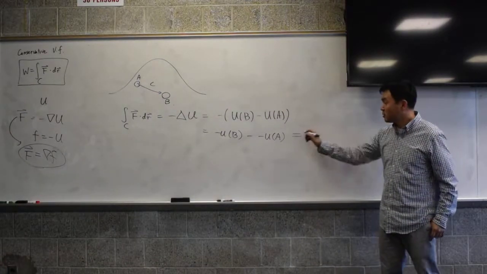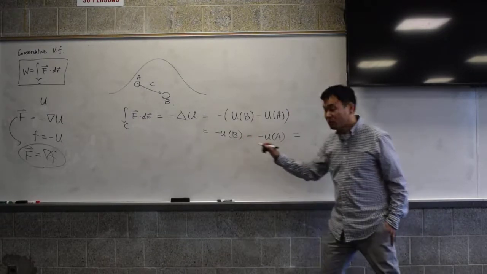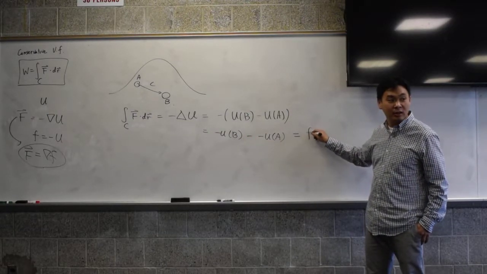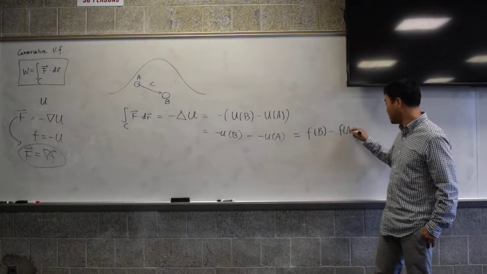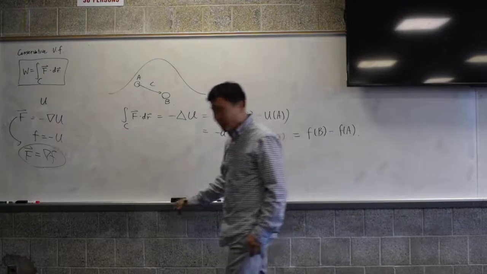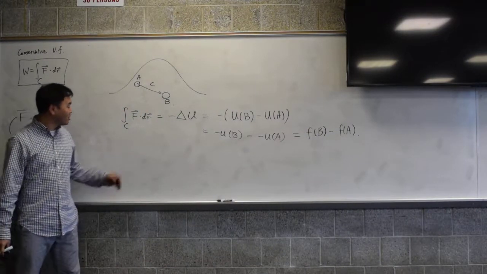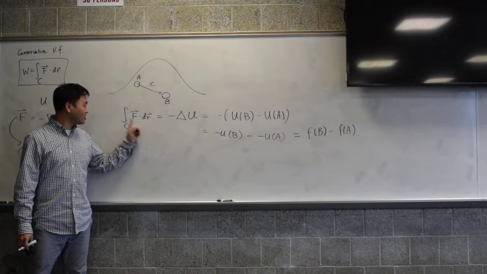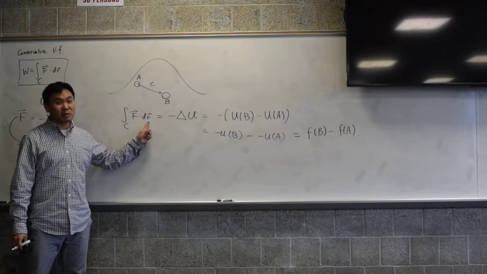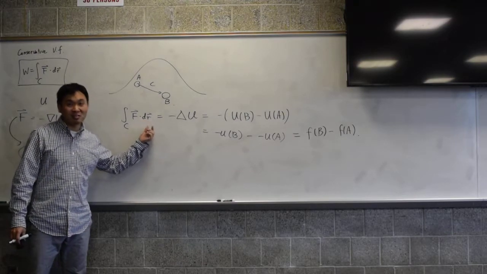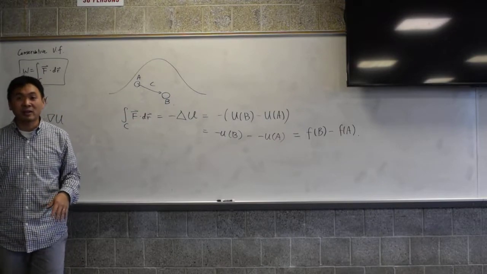Okay? So in that case, how can I rewrite this using F? Since negative of U is F, what do I write? F of B minus F of A. And this is kind of awesome, because we were trying to compute this integral using this parametrization. You had to divide by dt, and you had to put the t here, and we had to do all that work, right?